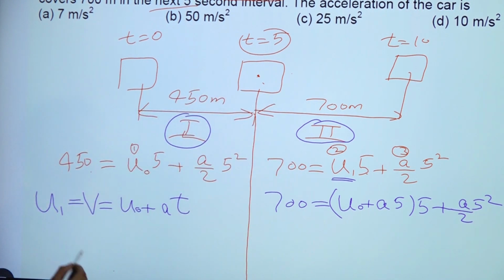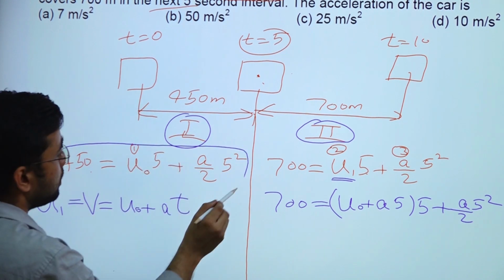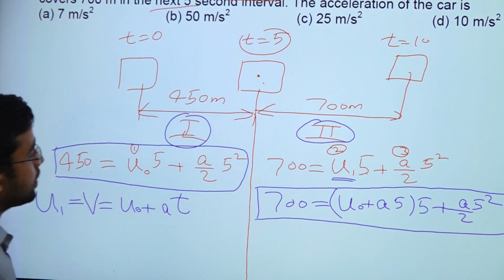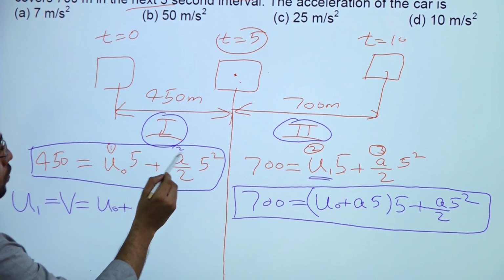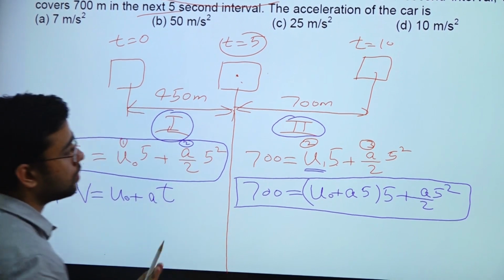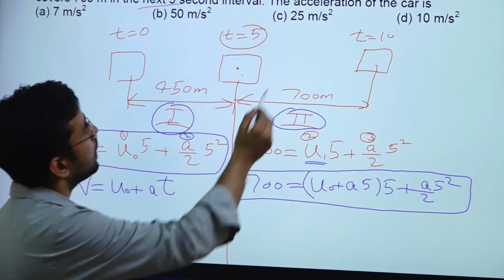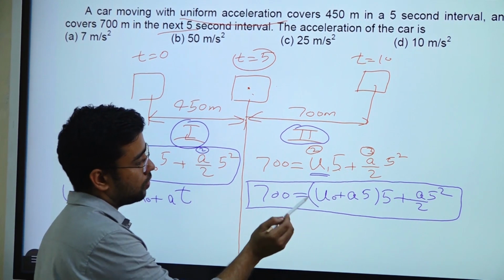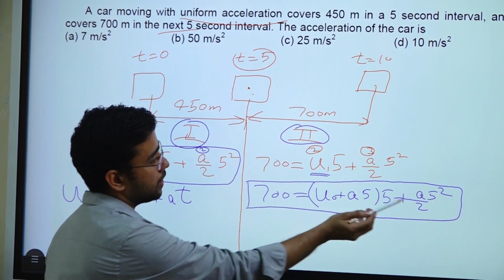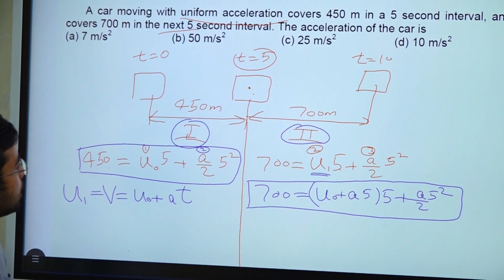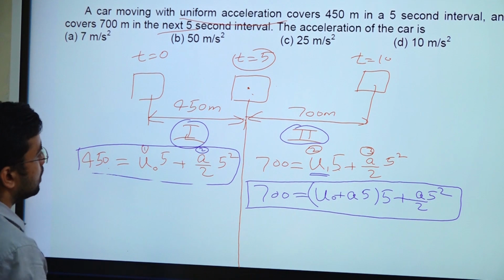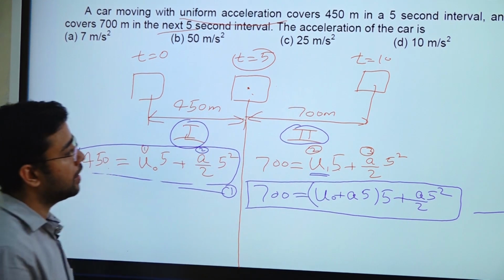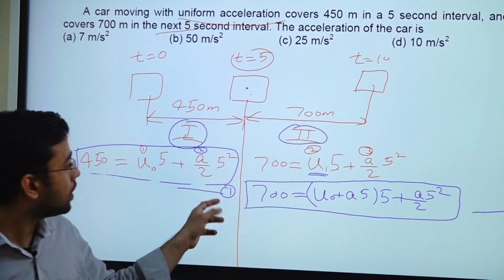Now we have two equations, this one and the other one. We have two equations and two unknowns. Only a and u0 are the unknowns. Now what do we have to find out? We have to find the acceleration of the car. So we need to remove u0 from these two equations and find a, right? The easiest way is to consider this as equation 1 and this as equation 2, and just subtract equation 1 from equation 2.